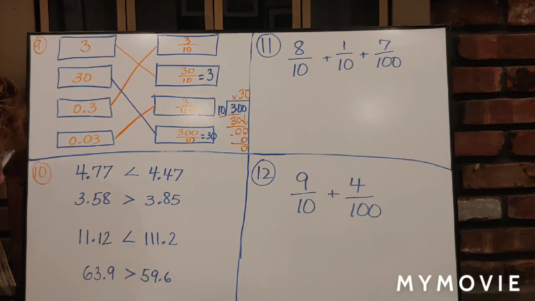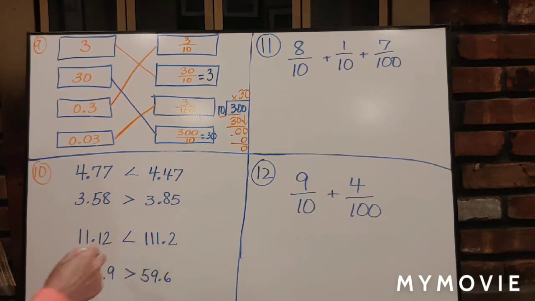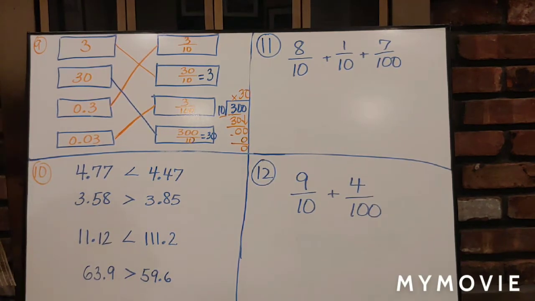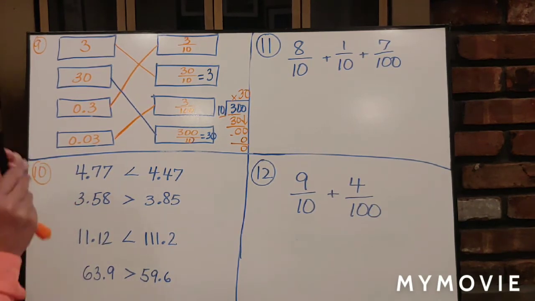All right, number 10. Number 10 says, choose yes or no to tell if the comparison is correct. I'm just going to write yes or no. I just didn't have enough room to write yes and no for all those little circles. I wanted to have more room for the numbers. Remember, with decimals, think of money. Kids know a lot about money, so it makes more sense to think about money.